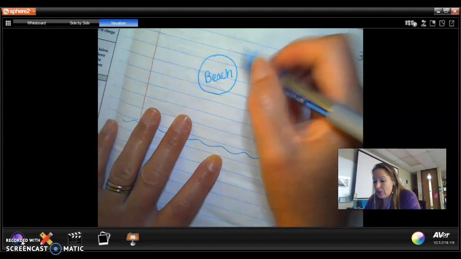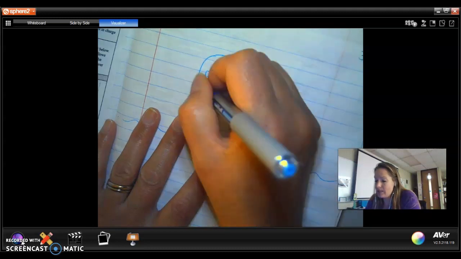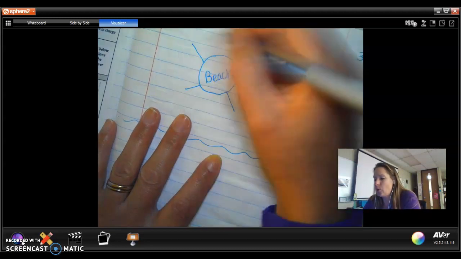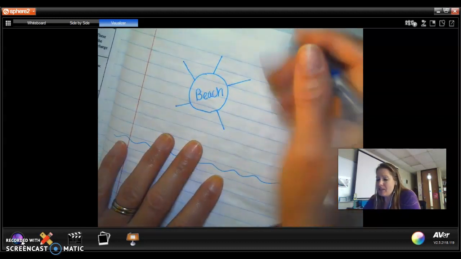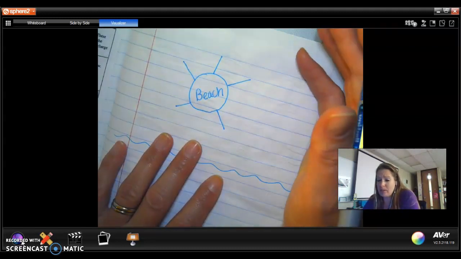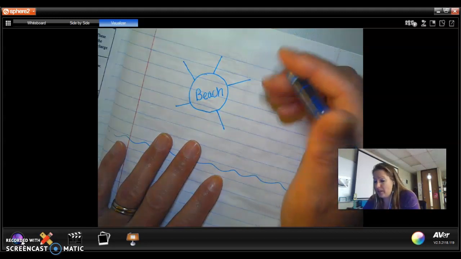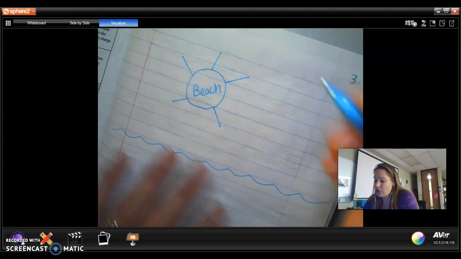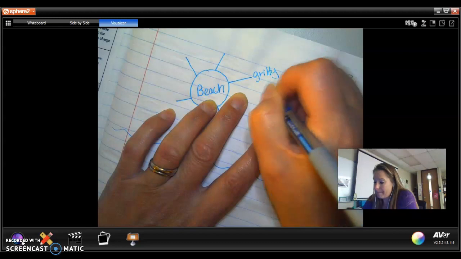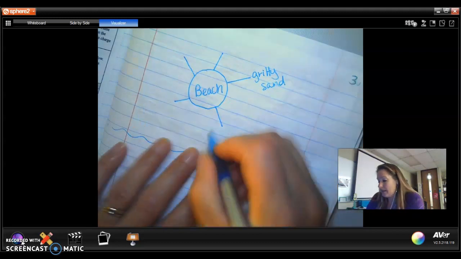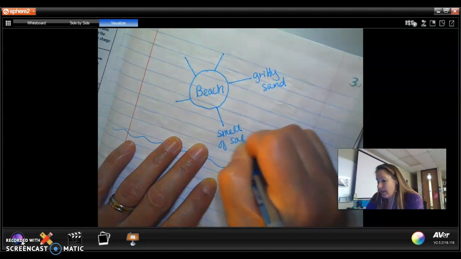And I am going to think of terms to describe the beach. And I'm going to aim for at least 4. I'm going to try to get 5. The beach actually works really well too, because sometimes when we describe, we use our 5 senses: what we see, what we hear, what we smell, what we taste, what we touch. So with the beach, let's see, I'm going to describe the gritty sand, the smell of salt hanging in the air.